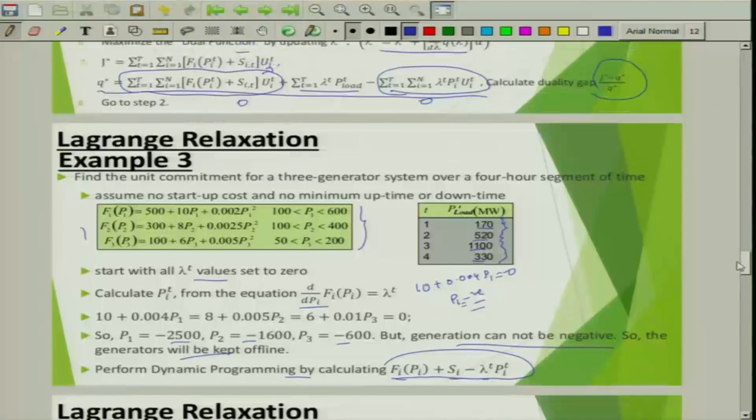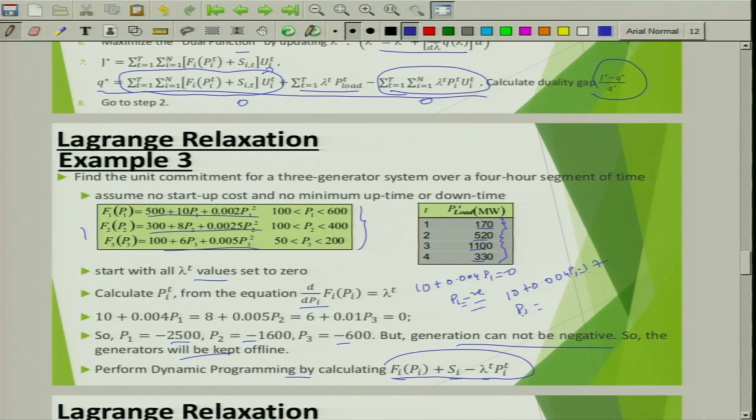You see here, this is the fuel cost for each generator. Now for the first generator, as we did, 10 plus 0.004 P1 is equal to lambda, not 0 now. For the first interval it is 1.7, right. So now you obtain the value of P1, correct. Similarly you get for the second generator and the third generator.